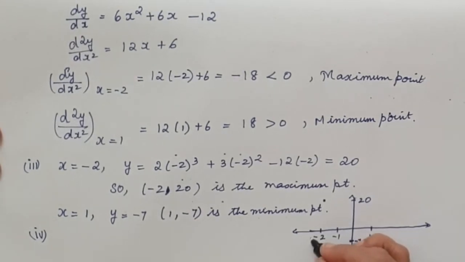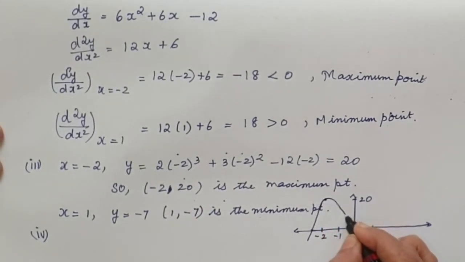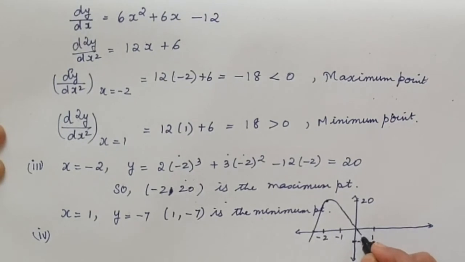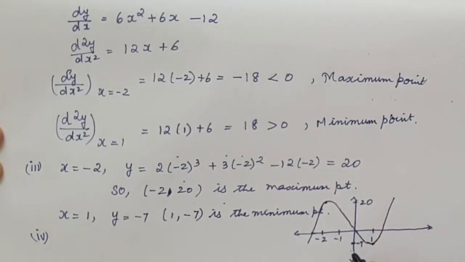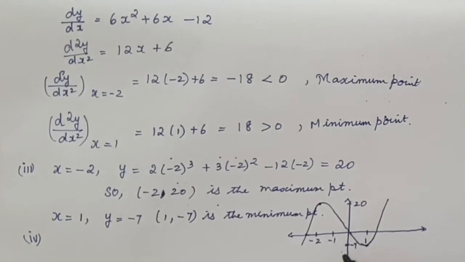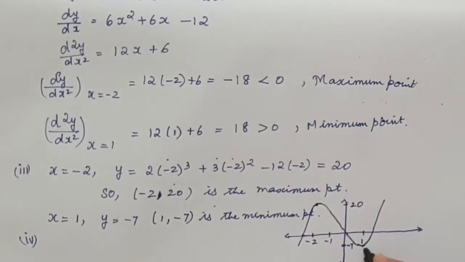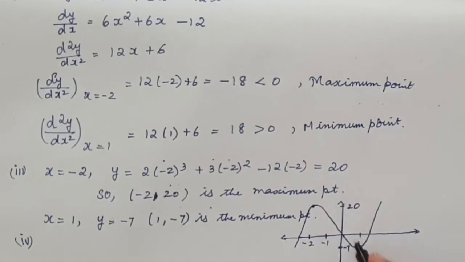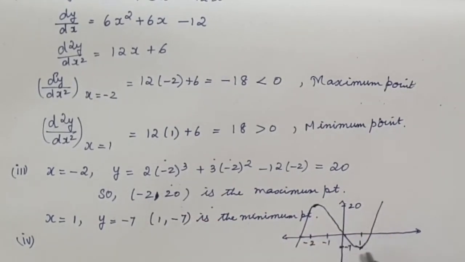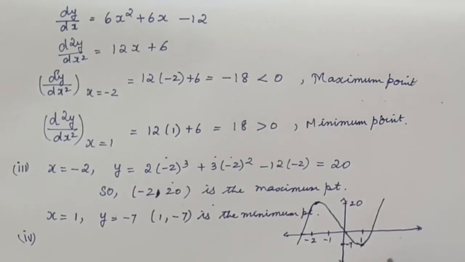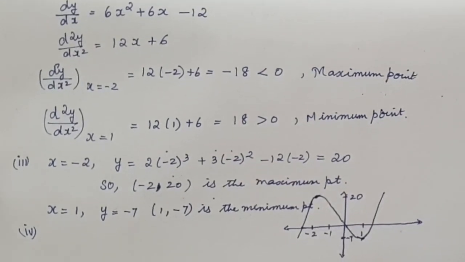So our graph will be, it passes through. This is our curve like this. This will be our curve because this will be the maximum point and this is the minimum point. See, 1 comma minus 7 is the minimum point and then minus 2 comma 20 is the maximum point on the curve. Thank you.